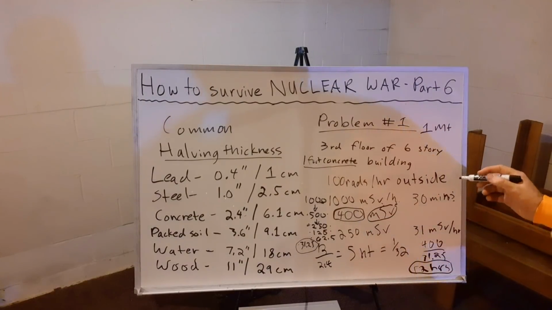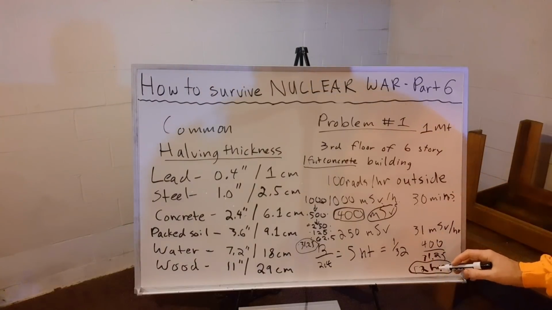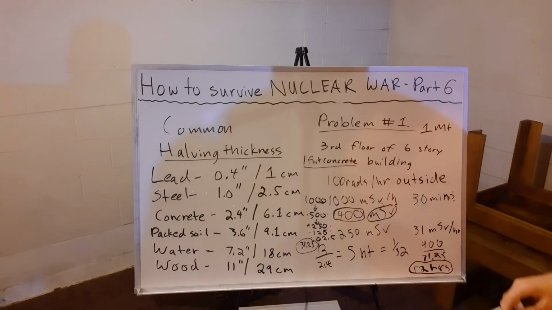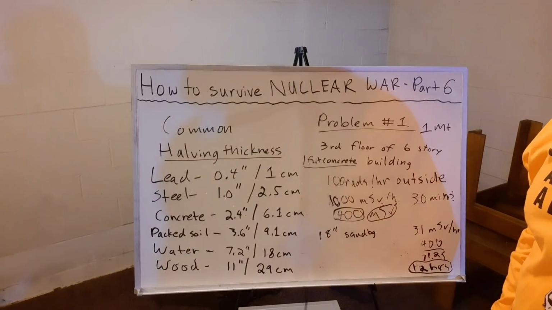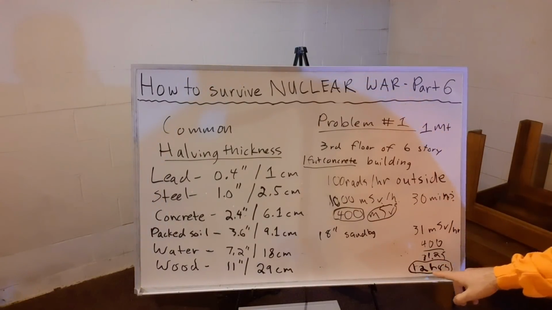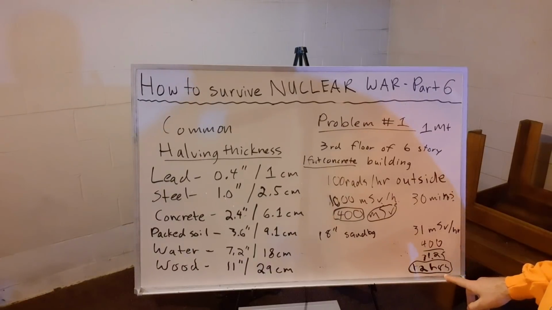So it went from 30 minutes to 12 hours. You see the huge difference that 1 foot of concrete makes? Okay, so we're going to continue on with this example and we're going to do some other calculations now. All right, guys, so we realize now that we have about 12 hours before we're going to get radiation sickness.